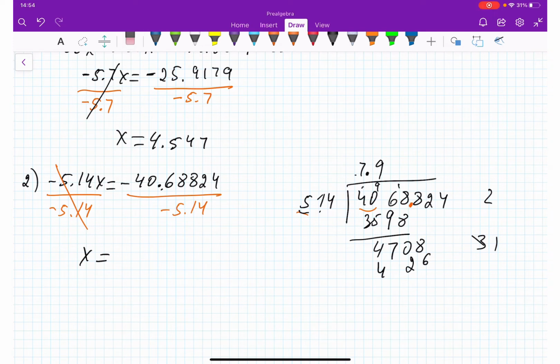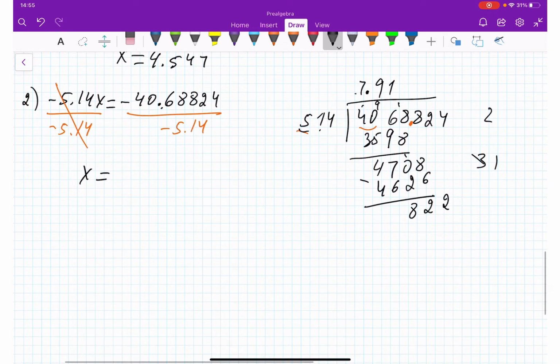It's very good. 46. Subtract. This is 2. 10 minus 2 is 8. 6 minus 6 is 0, and we're done. Bringing down 2. 822. How many times is it going to be? Definitely 1 time, because 5 times 2 is going to be 10. So it's beyond 8. So 1 time, it's going to be 514.